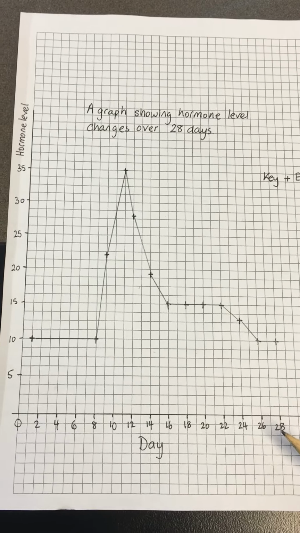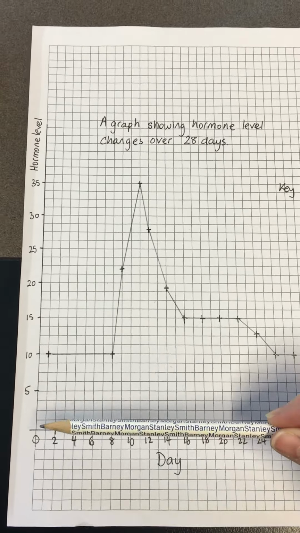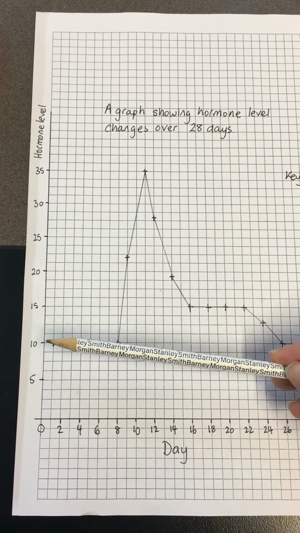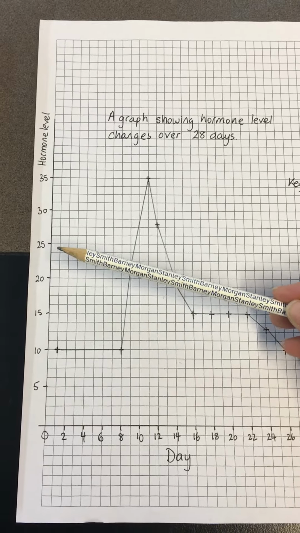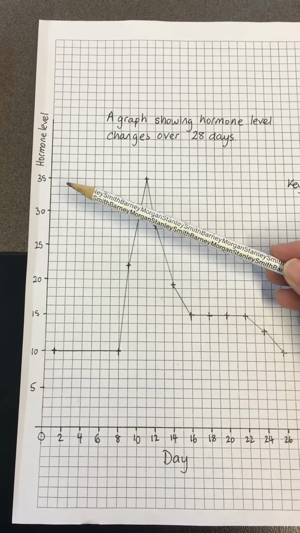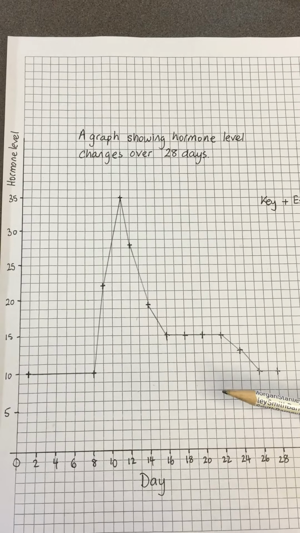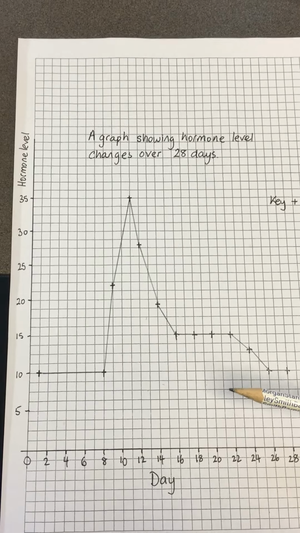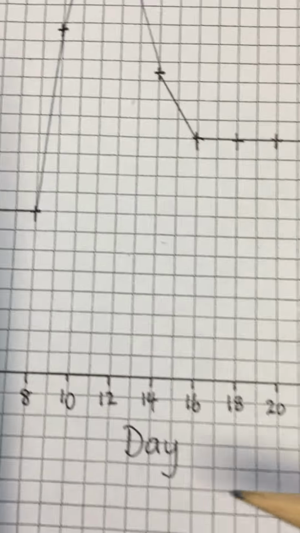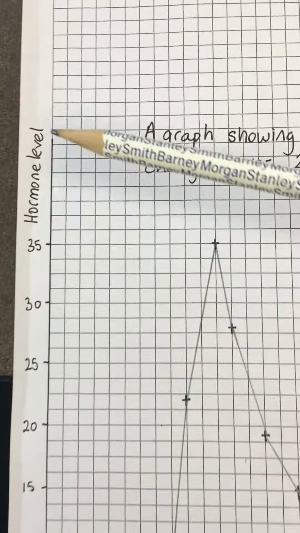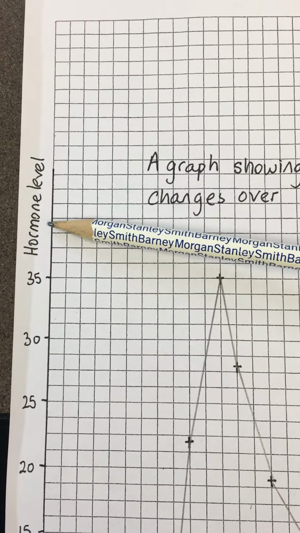Now going up the side, I've got hormone levels, and I've decided to go up in 5s. You can choose whatever scale you want, but you want to try to choose a scale so that your graph takes up at least half of your available paper. Just making sure that you remember to put labels in for the x-axis and a label in for the y-axis.